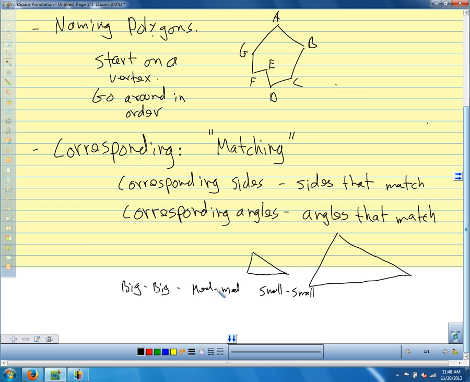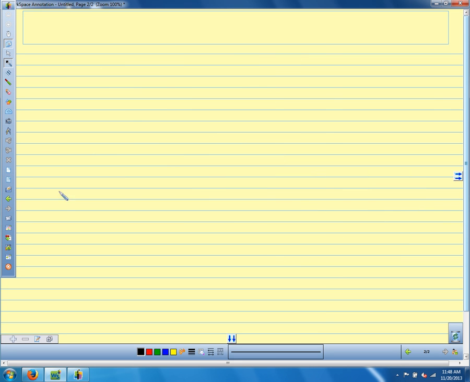So we're going to use this idea of corresponding to define when polygons are congruent. We want to figure out when they're the same size and shape. So this is our definition of congruent polygons. Some books, some people say this is a postulate, some people say it's a definition. We're going to use it as a definition.